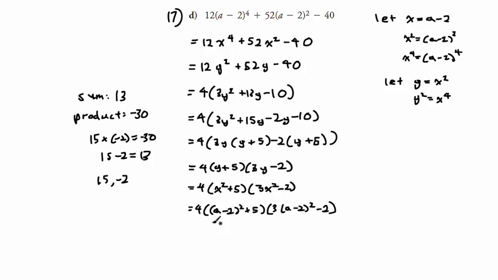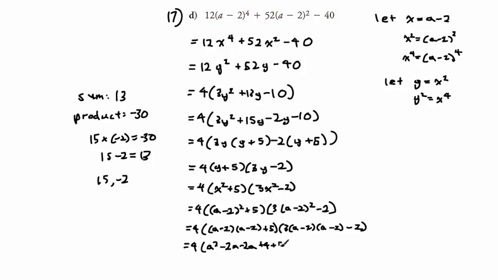Now we need to unfortunately expand this out. So we have bracket 4, and we have to expand this out. So we have a minus 2 times a minus 2, plus 5. And here the same thing, 3 bracket a minus 2 times a minus 2. Alright, let's expand this one by one. Distribute the a into this bracket and we get a squared minus 2a. Now distribute this minus 2 into this bracket and we get minus 2a plus 4. And that's added to 5.